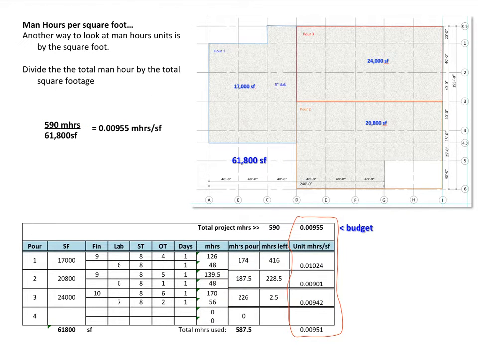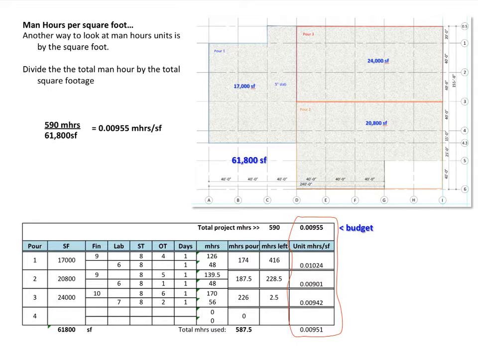Next, let's look at additional ways to look at man hours. First, we can look at the portion of a man hour as it relates to each square foot of work. This is done by dividing man hours, for instance, 590, by the square footage, 61,800, and the budget would be 0.00955 man hours per square foot. This information is useful at each placement so you can see whether you are under the budget or over the budget. This will assist in projecting whether the job is on track or not.